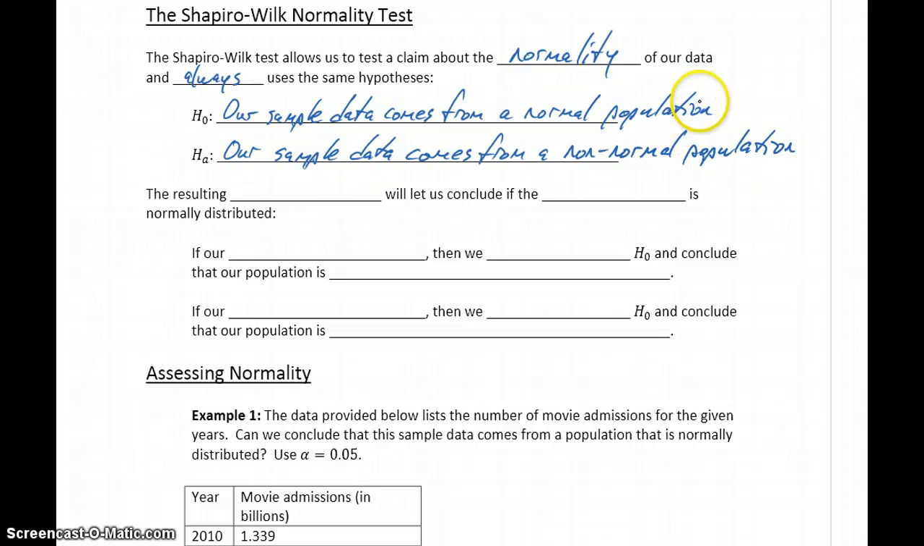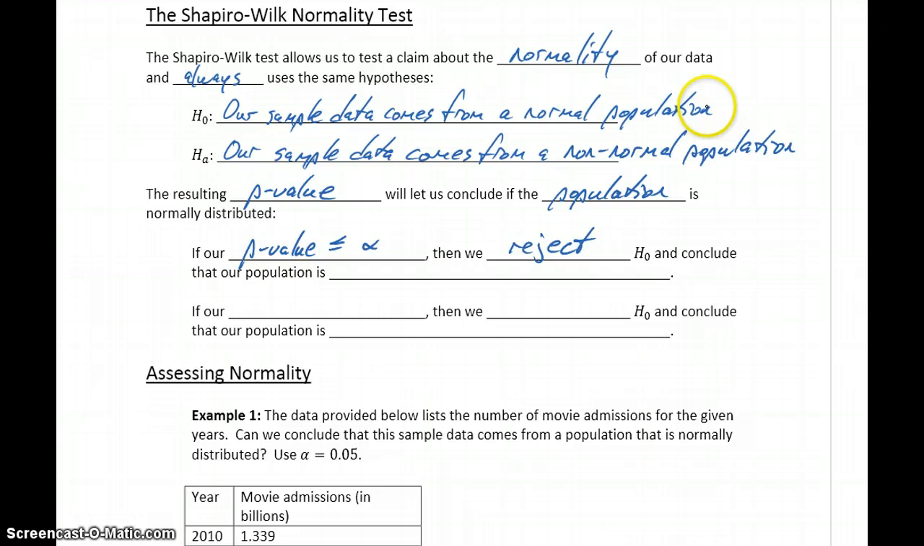So it's easy to conduct this test because those hypotheses are always the same, meaning that reaching our conclusion is always going to be the same process. So our test will result in a p-value, which will then let us conclude if our population is normally distributed. If our p-value ends up being something less than or equal to our alpha value, so that significance level, then we'll reject the null hypothesis. So if we reject that null hypothesis, we're saying that there's enough evidence to conclude that our data comes from a non-normal population. So we would conclude that our population is not normally distributed.